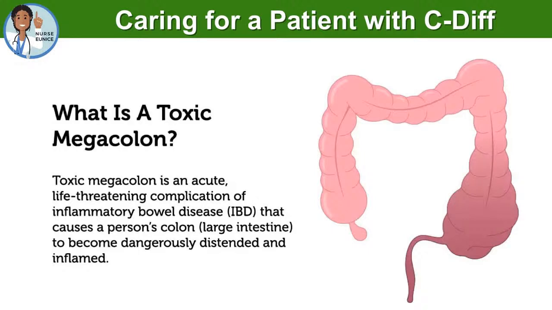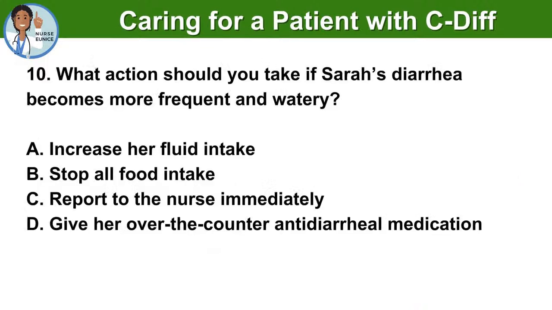And so here's another slide that talks about toxic megacolon. Toxic megacolon is an acute life-threatening complication of inflammatory bowel disease, yes, we're decreasing the blood flow to the organs. And you all know my mom's been sick, so my wording isn't correct this morning, so just bear with me. That causes a person's colon to become dangerously distended and inflamed. So you being a great caregiver and notifying the nurse of the continued pain or the worsening of pain can help prevent this patient from becoming toxic and or septic.